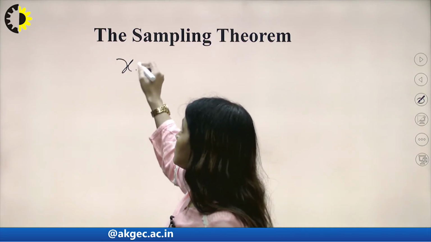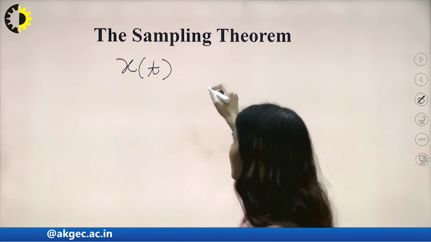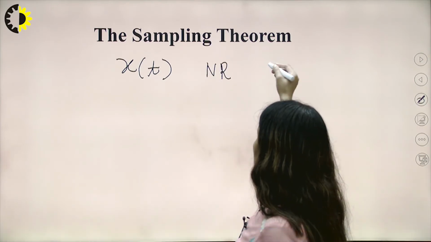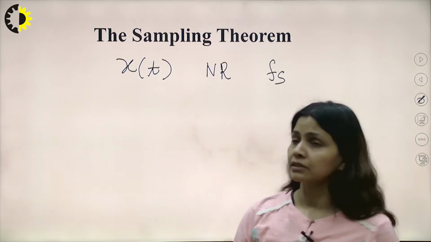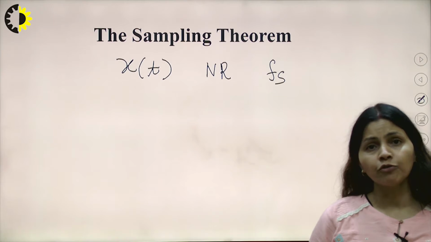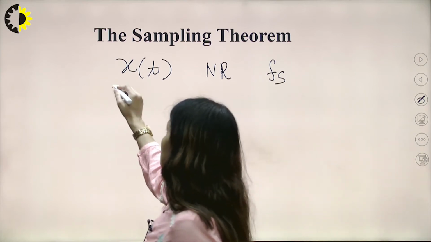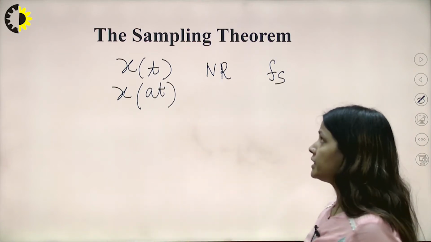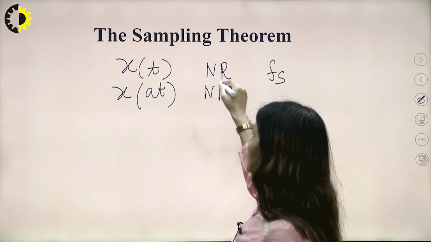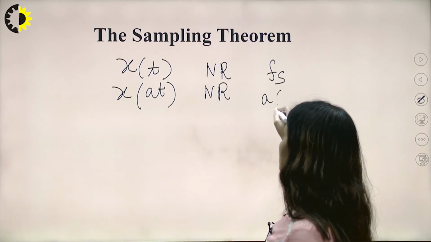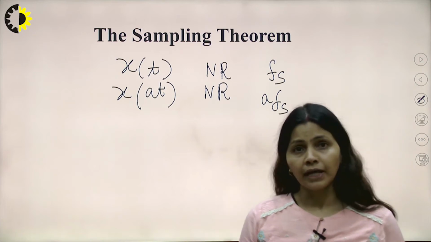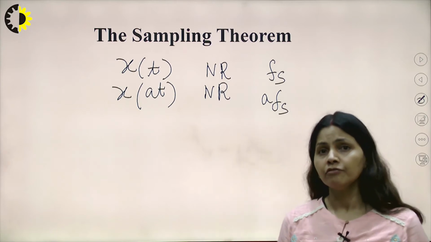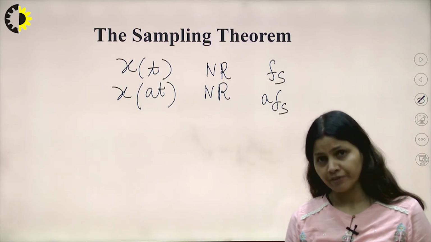And if we have one signal x(t) whose Nyquist rate is, let's say, fs, then what would be the Nyquist rate of x(at)? The Nyquist rate would obviously be a into fs. So if x(t) has the Nyquist rate of fs, then x(at) will have the Nyquist rate of a into fs.